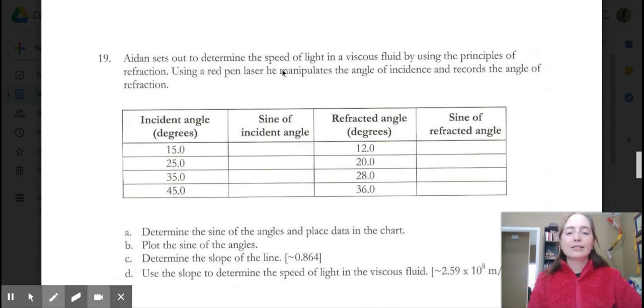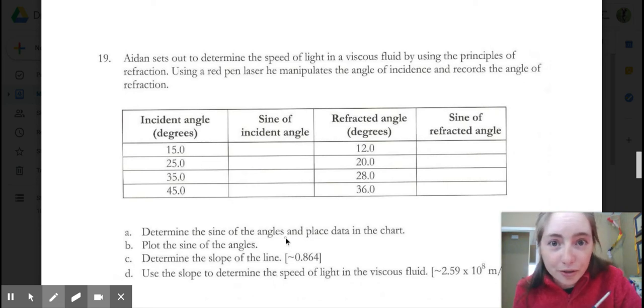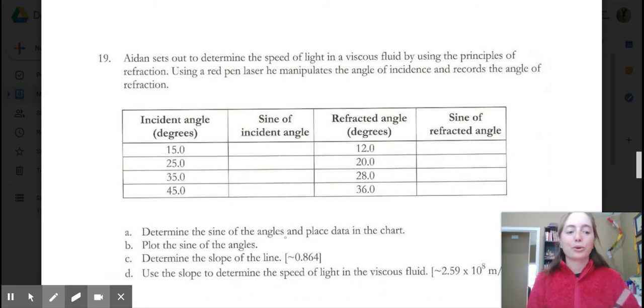So, Aidan sets out to determine the speed of light in a viscous fluid using the principles of refraction. Using a red pen laser, he manipulates the angle of incidence and records the angle of refraction. So here he has the angle, and what you guys are going to do is, making sure your calculator's in degrees, no having a rad time around here, you are going to record your sine of the angles. Okay, and once you've done that, you are going to plot them on the graph.